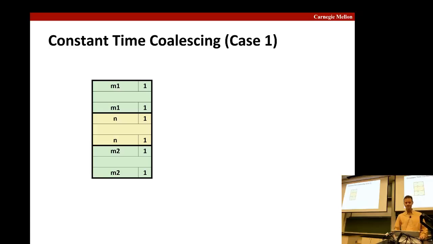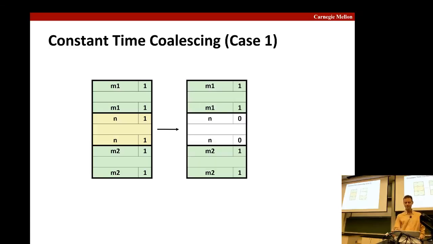The first case is simple. We first free this by setting these bits to 0. And then we look before and we see, oh, that's allocated. We look after, we see that's allocated, and we're done.